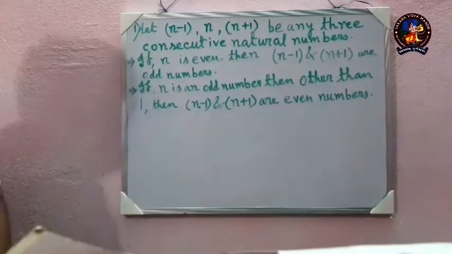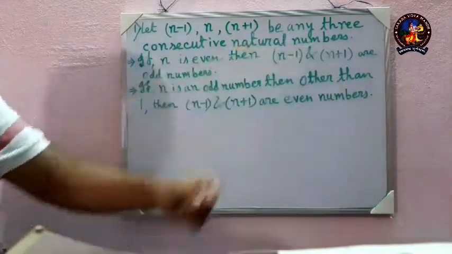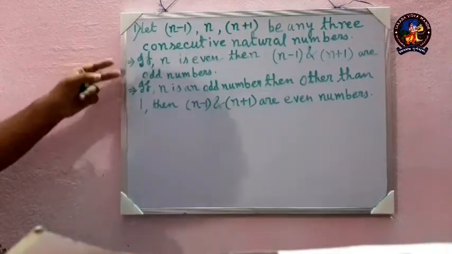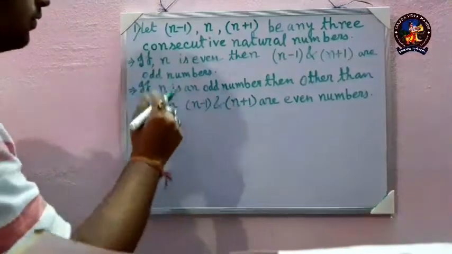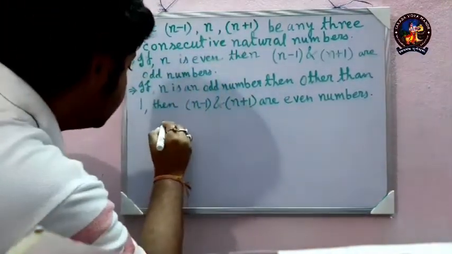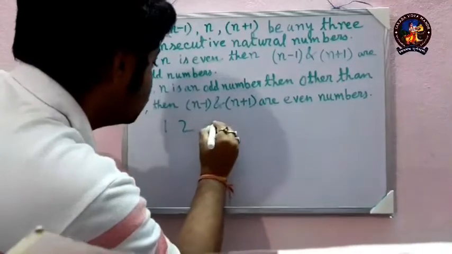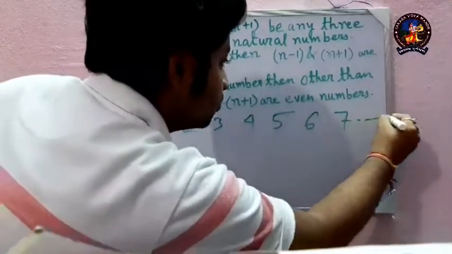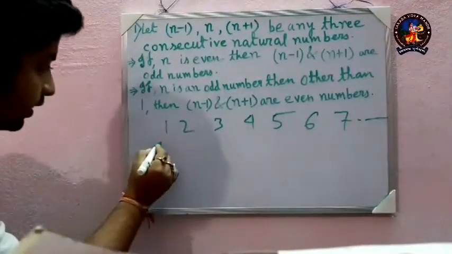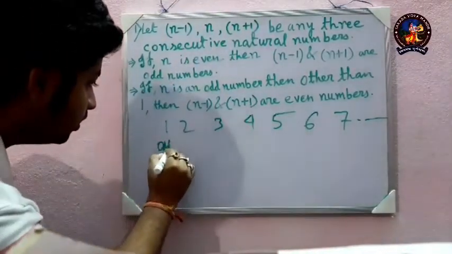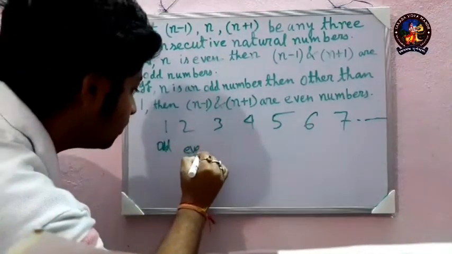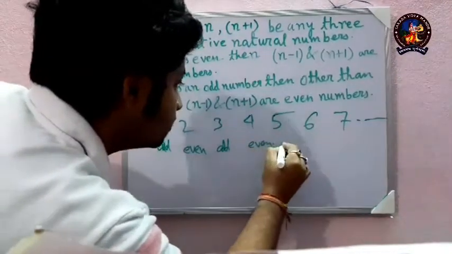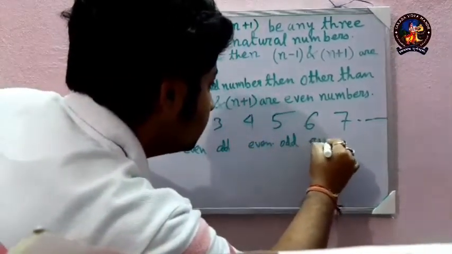Suppose we take n minus 1, n and n plus 1 to be any consecutive natural numbers. Here I will consider two cases. The first case is if n is even. Now we know the natural numbers are 1, 2, 3, 4, 5, 6, 7, and so on. 1 is odd, 2 is even, 3 is odd, 4 is even, 5 is odd, 6 is even.